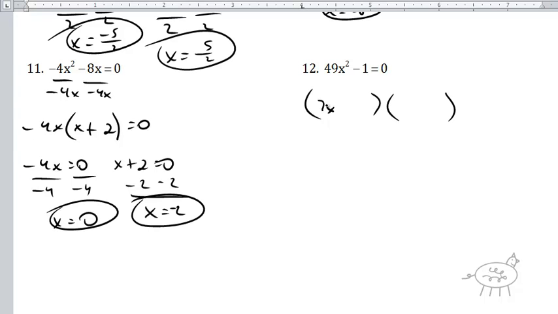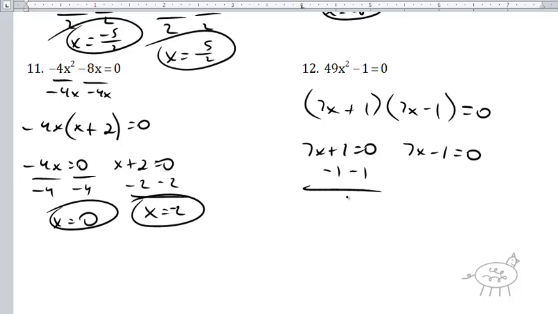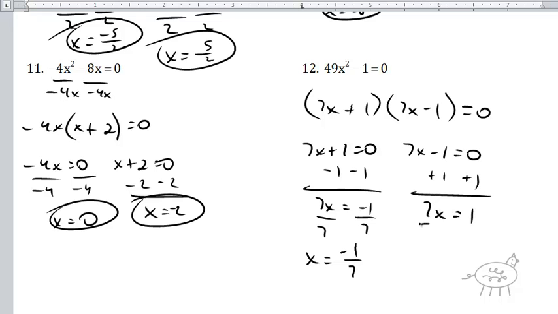Difference of two squares, so 7x and 7x, and then plus 1 and minus 1. Set it equal to 0, so 7x plus 1 equals 0, and 7x minus 1 equals 0. So subtract 1, 7x equals negative 1. Divide by 7, x equals negative 1/7. Add 1. 7x equals 1. x is positive 1/7.